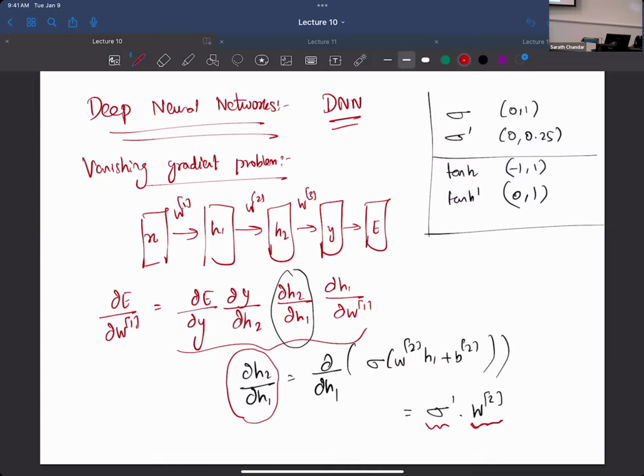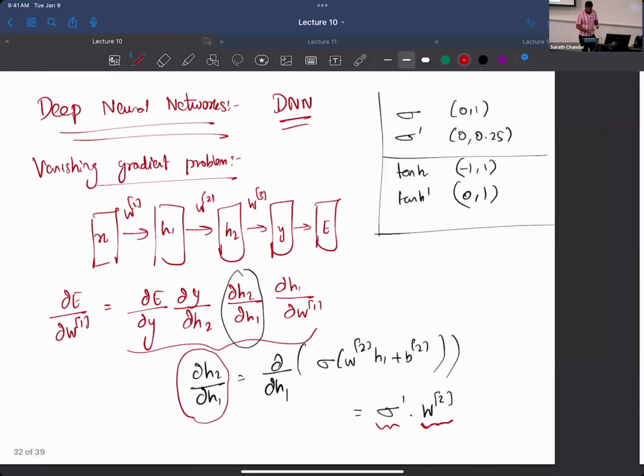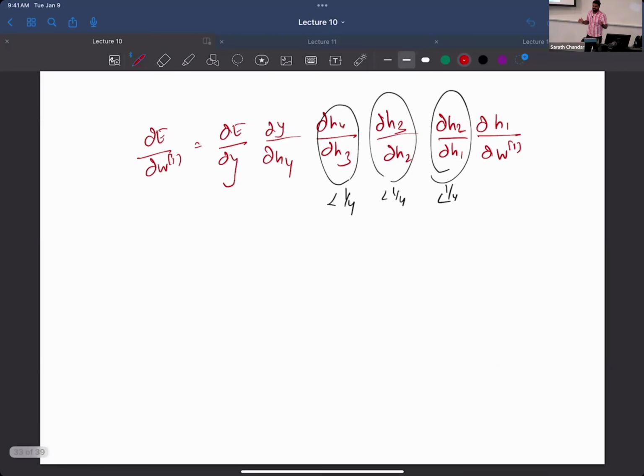When you compute ∂h2/∂h1, you get something like sigma dash times W2, where W2 is already a small number because this is the weight that you're initializing close to 0. And for sigma dash, we saw that the range of sigma dash is between 0 and 0.25, which means if you have 4 layers, then for each ∂h/∂h you're shrinking your gradient by 1/4.